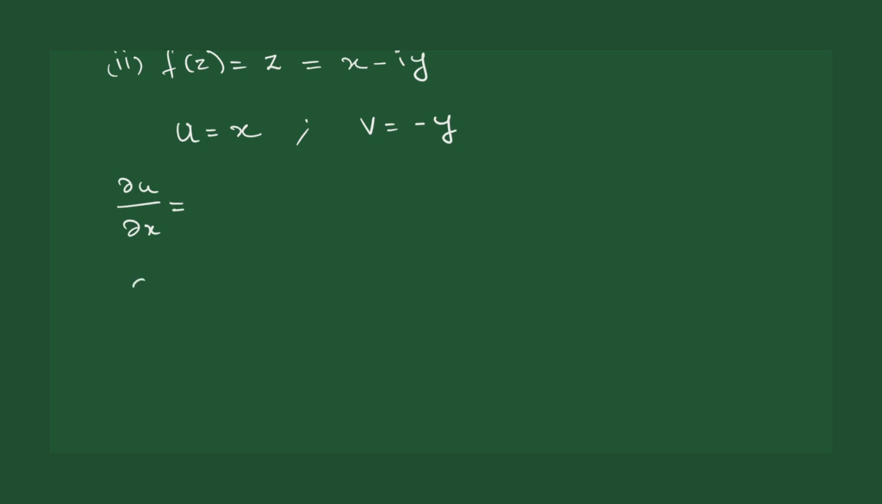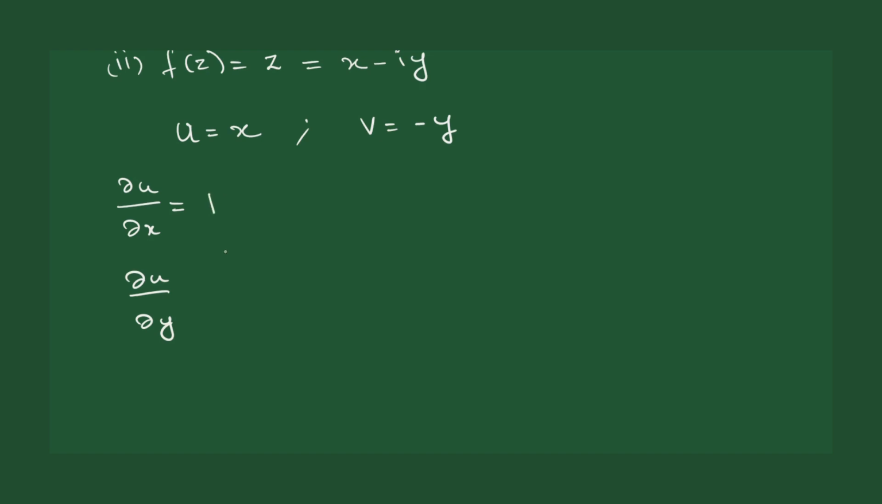Now let us see the second question, that is f of z is equal to z bar. What is z bar? Z bar is nothing but x minus iy, the complex conjugate. So it is easy to write u and v. u is equal to x and v is equal to minus y. So we can find the partial derivatives dou u by dou x as well as dou u by dou y.